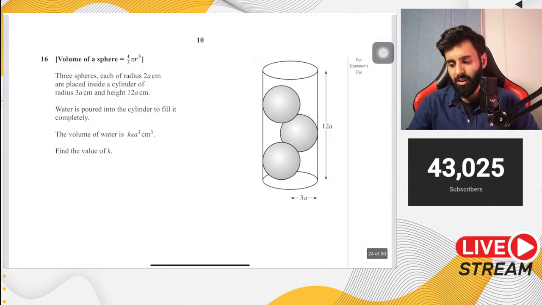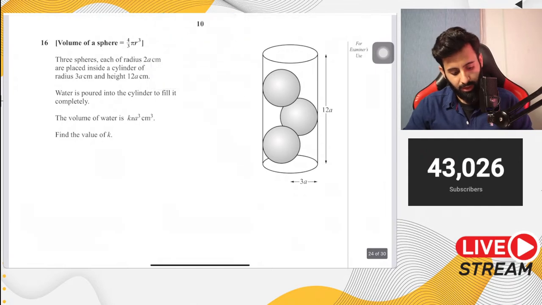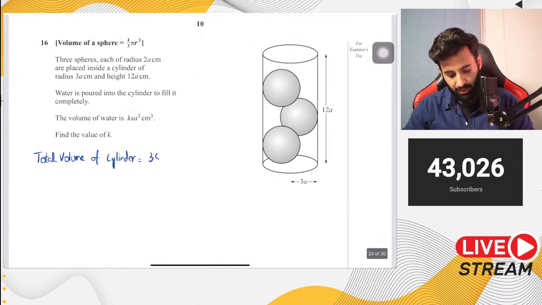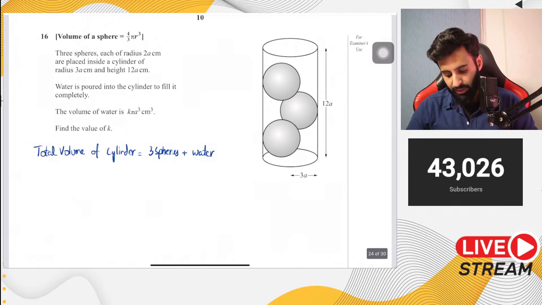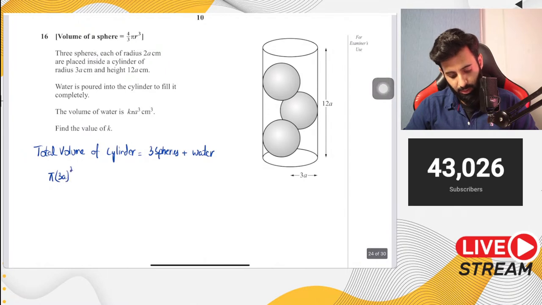Okay, so basically, let's see, what do we have inside the cylinder? The cylinder is filled by 2 things basically. The total volume of the cylinder is equal to 3 spheres and water. That is what makes up the total volume of the cylinder, not according to me, but according to the question. Now, if I want to calculate the total volume of the cylinder, how do I do that? Pi r square h, the volume of the cylinder.